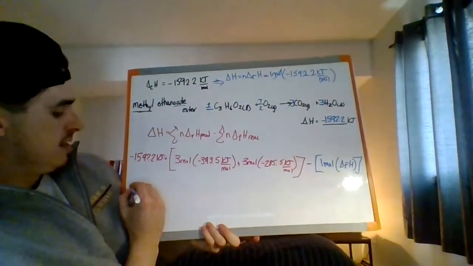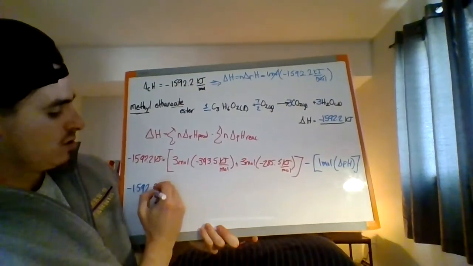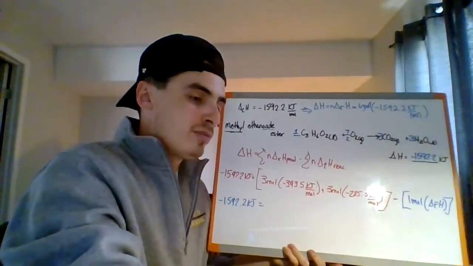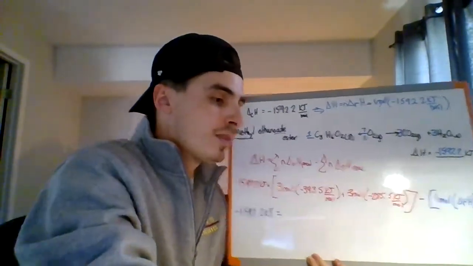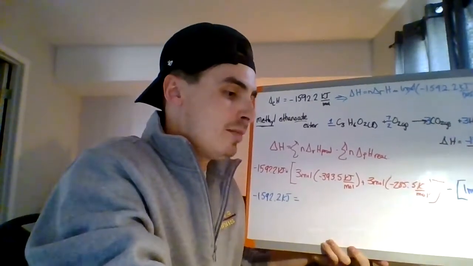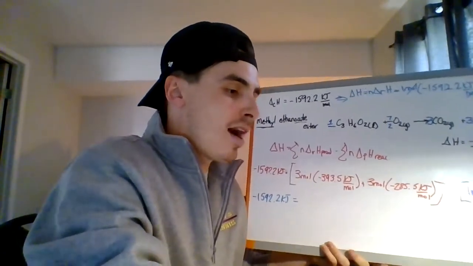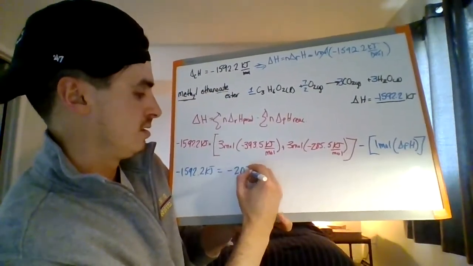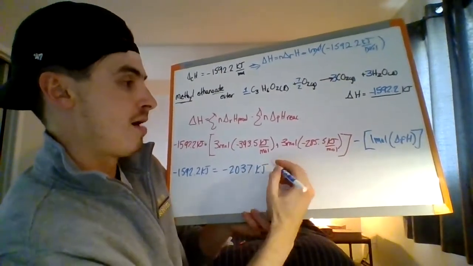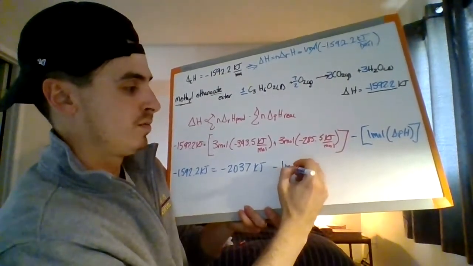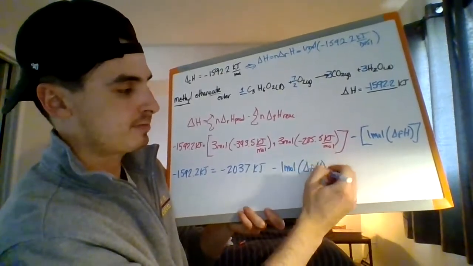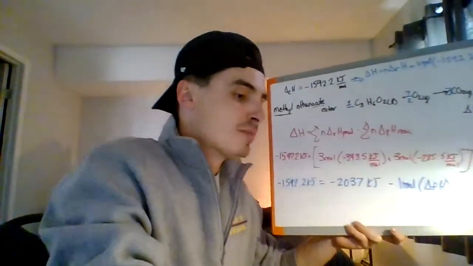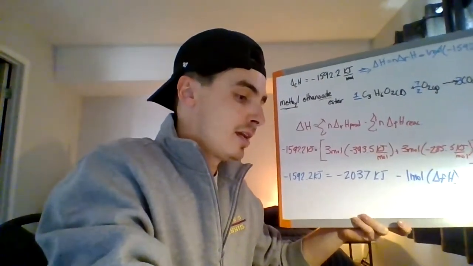So I'm going to get negative 1592.2, that's going to stay. Figure out what this is right here. 3 times negative 393.5 plus 3 times negative 285.5. We get negative 2037 kilojoules. Okay. Minus 1 mole times delta FH. Again, what we're trying to isolate for. Bring this to the other side. So when I do that, it becomes positive. So I'm going to subtract that.